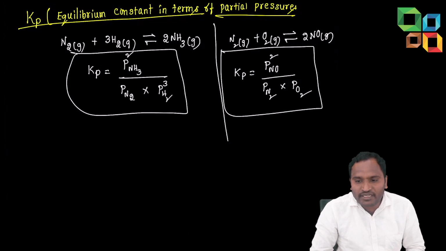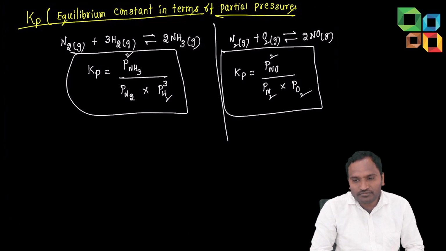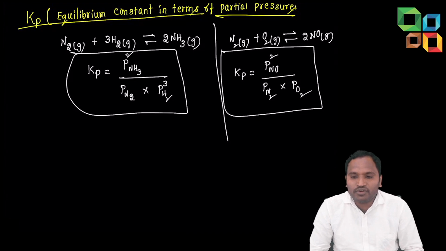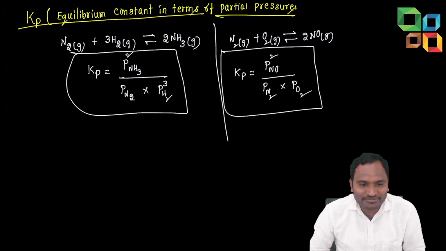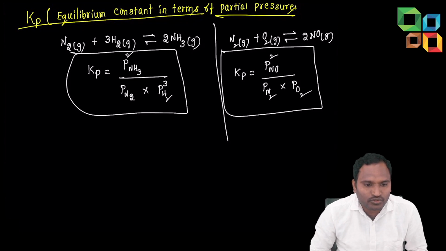Students, do you know the ideal gas equation? PV is equal to nRT. If you don't know, I can't relate Kp and Kc. PV is equal to nRT, from Boyle's law and Charles' law, if you don't know.